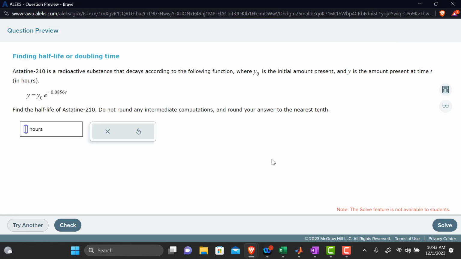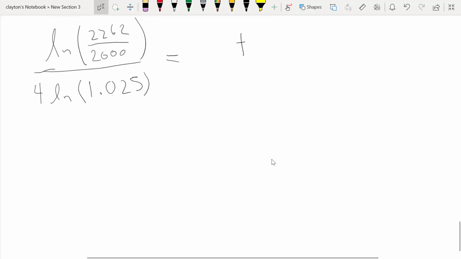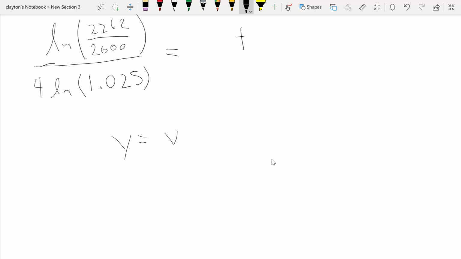It says astatine-210 is a radioactive substance that decays according to the following function, where Y0 is the initial amount present, and Y is the amount present after time t. It says find the half-life, and I'm going to go over both the half-life and the doubling time. They're both very similar. So in my case, I have Y equals Y0 e to the negative 0.0856 t. I think I got that right. Let's see. Yes, I did.